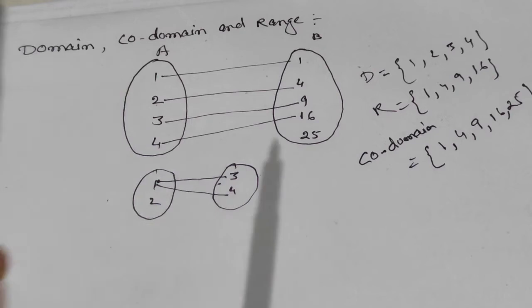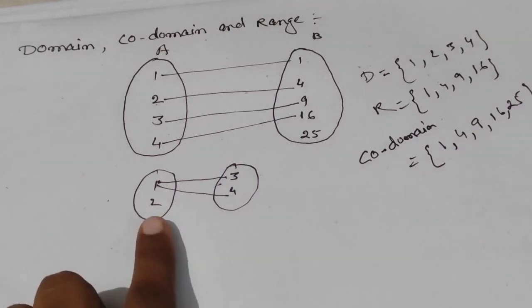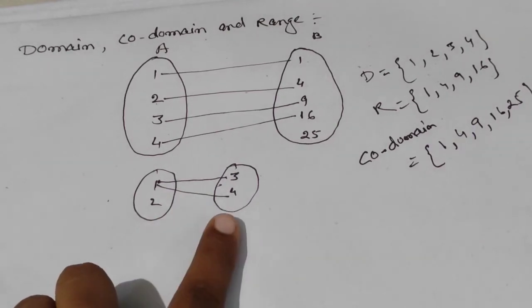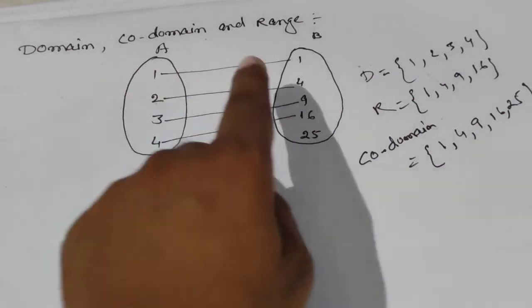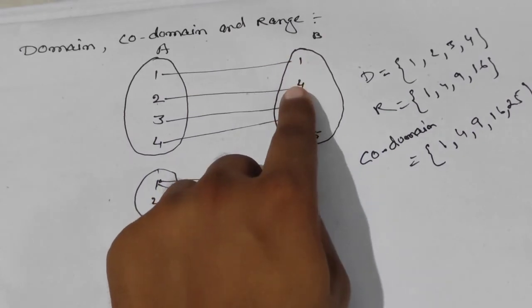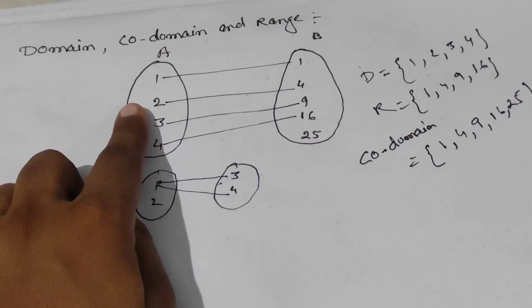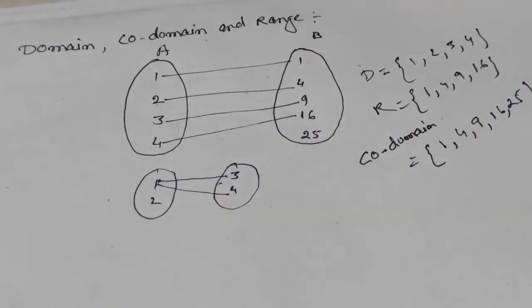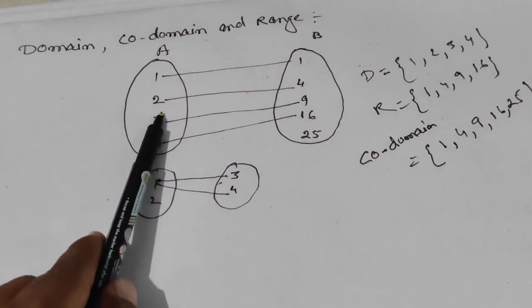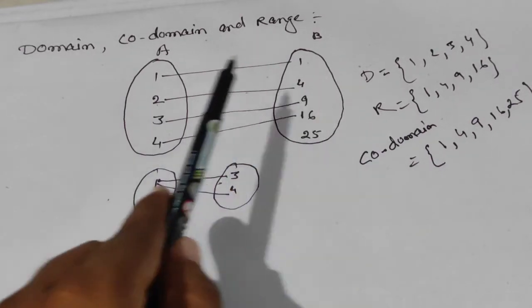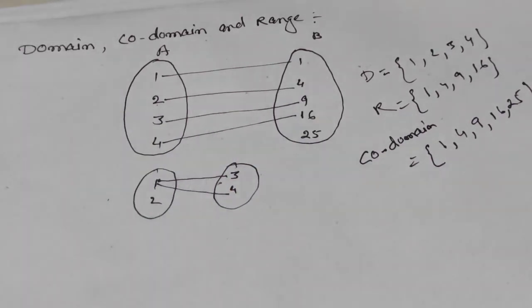Every element of set A must have only one image, then it is a function. So I hope what a function is, is clear: if every element of set A has only one image in set B, then we say that it is a function. And in that case, the elements present in set B are called images of set A, and the elements present in set A are called pre-images of set B. So 2's image is 4 and 4's pre-image is 2. So this is the definition of function.